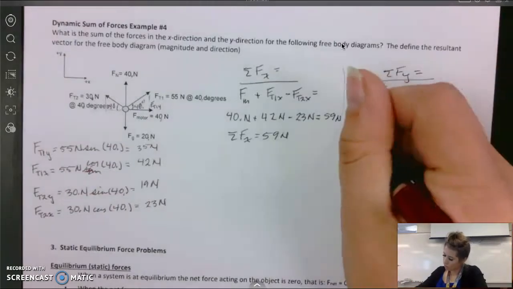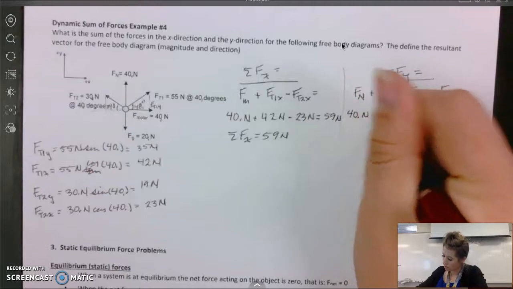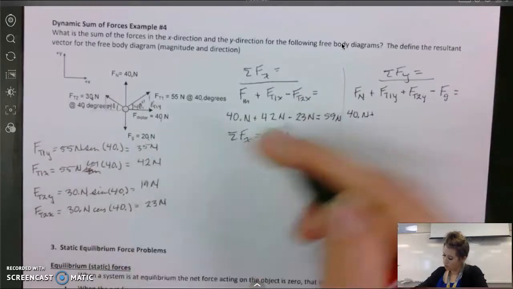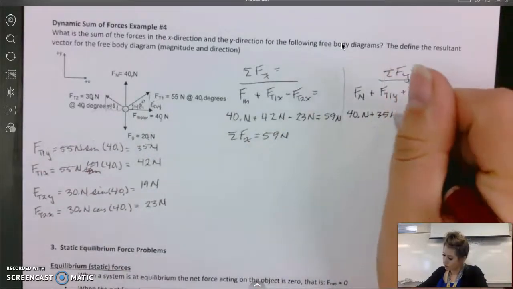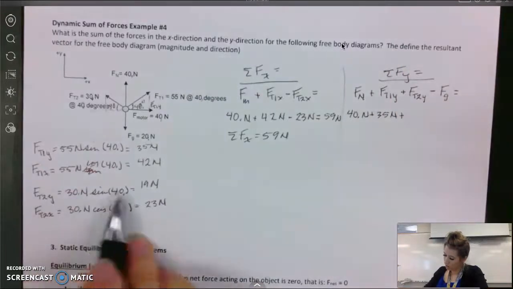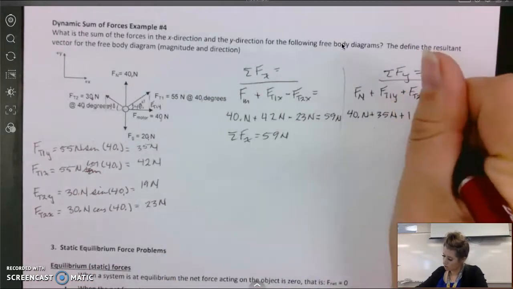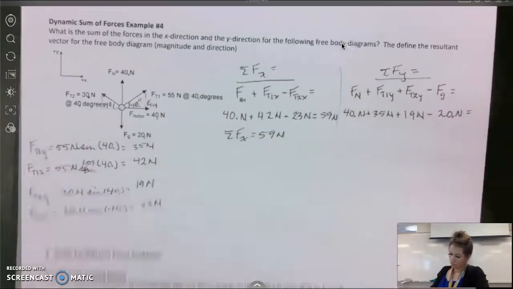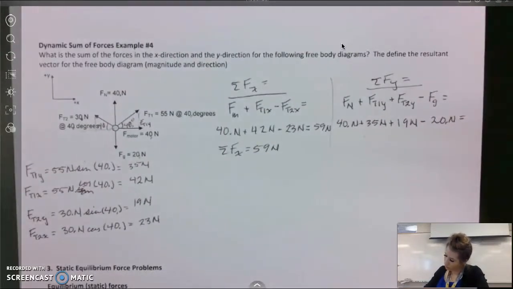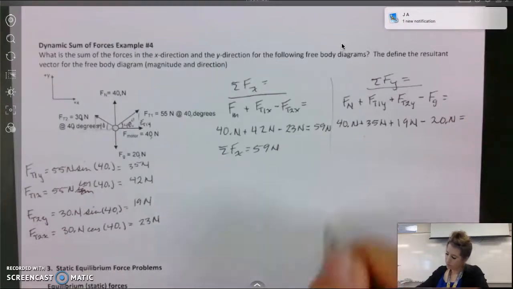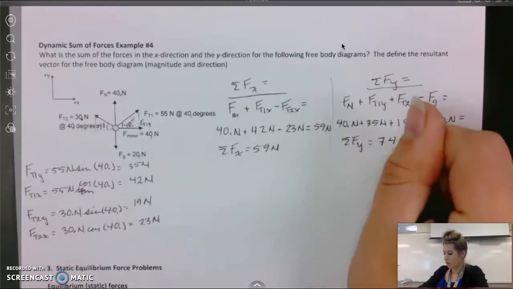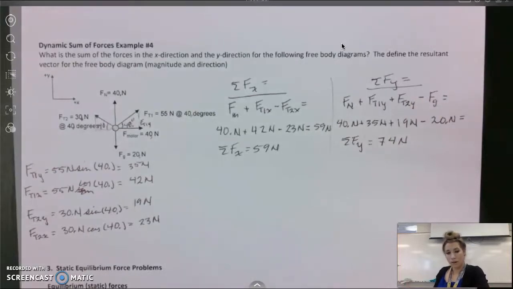Let's add our values. The normal force was 40 newtons. Okay. Our force due to tension 1 in the y was 35 newtons. Okay. And then tension 2 in the y was 19 newtons. And then our force due to gravity was 20 newtons. Okay, so 40 plus 35 plus 19 minus 20. So the sum of the forces in the y direction are equal to 74 newtons. Okay, so we know our x and our y component.